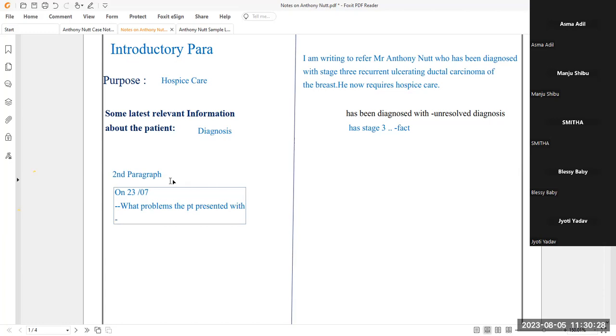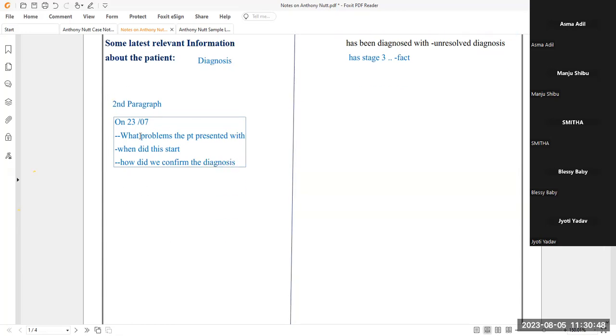Then when did this start? Remember, when did this start? Then what else was there? How did we confirm the diagnosis? Confirm the diagnosis. Okay, so once we have written that, what else do we do? So in the second paragraph we wrote about what happened on 23rd.